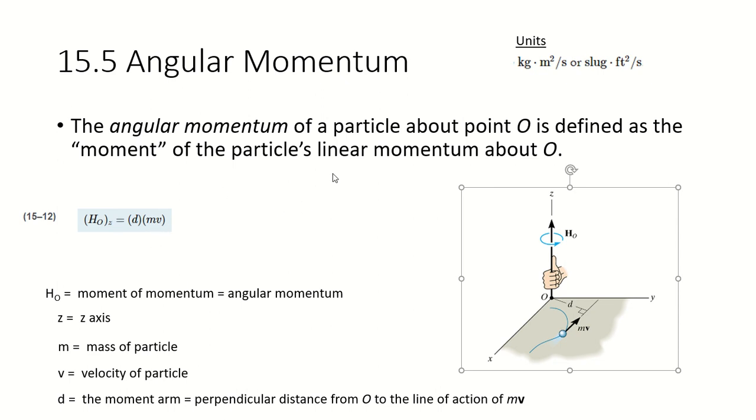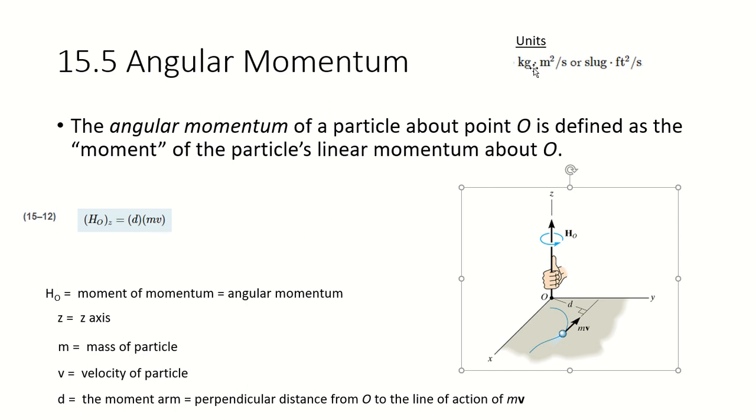You're dealing with the velocity, so meter per second, and you're dealing with a distance, which is this distance, so another meter coming in. So that's your meter squared per second, and then your kilogram.